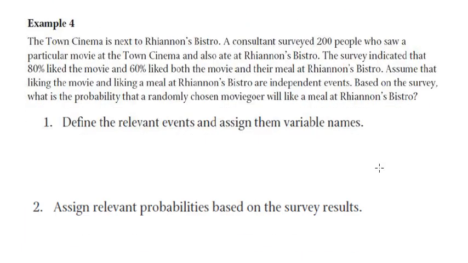All right, so we are getting very close to being done here, but hang on because these next two are a little bit different. So for number 4, you've got the town cinema next to somebody. You've got 200 people who saw a movie and also ate at the bistro. So you've got the movie and the bistro.